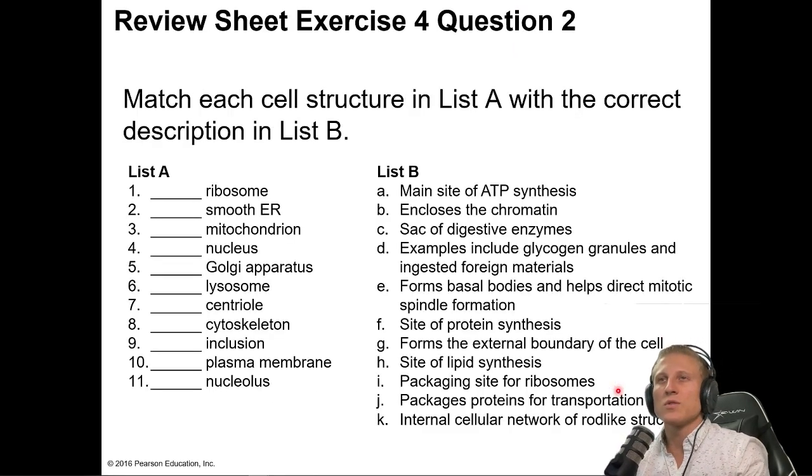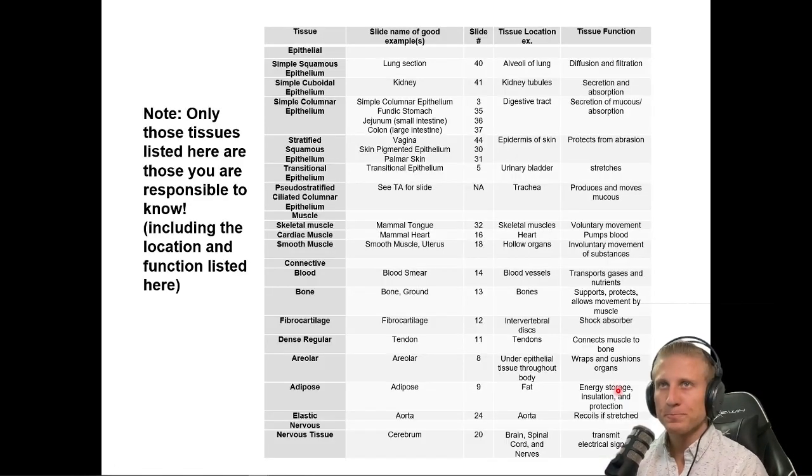This is a review sheet from the textbook. We're not going to cover that right now. Again, this is crash course.